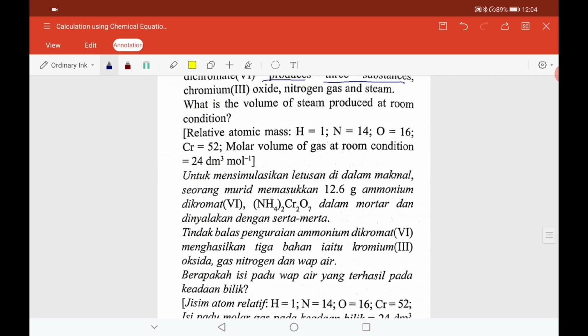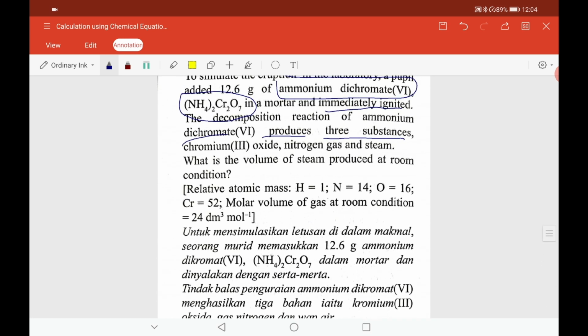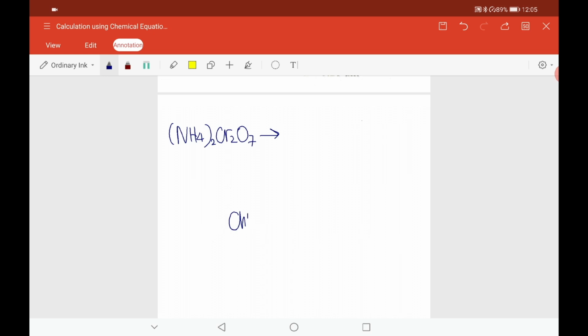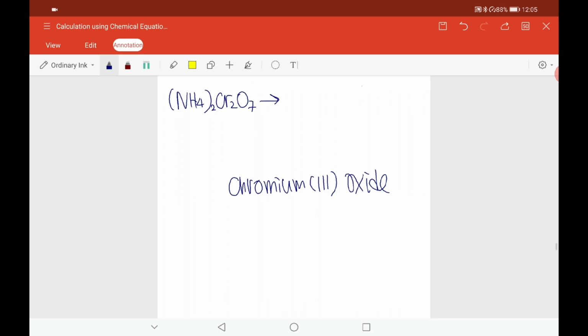The first substance is chromium 3 oxide. We need to predict the formula for chromium 3 oxide first. How do we predict it? Chromium is something that you will use more in Form 5. In Form 4, we seldom heard about chromium. Anyway, how to predict the formula?